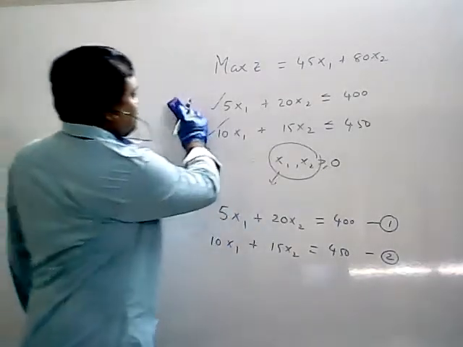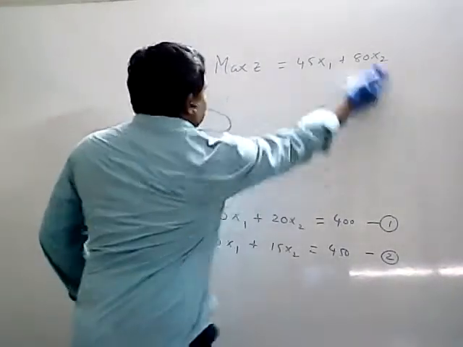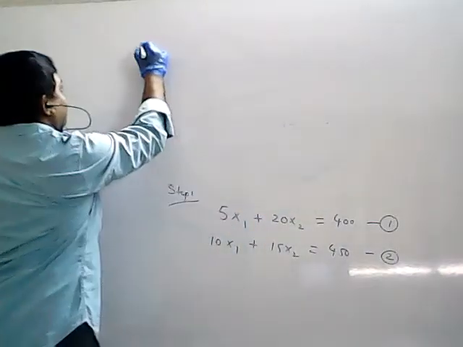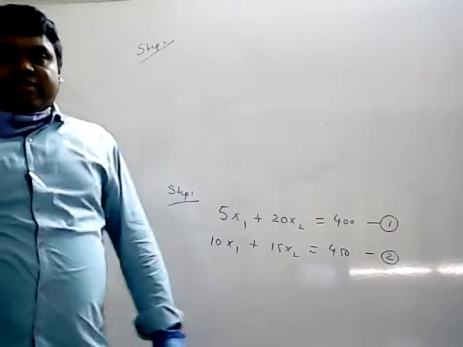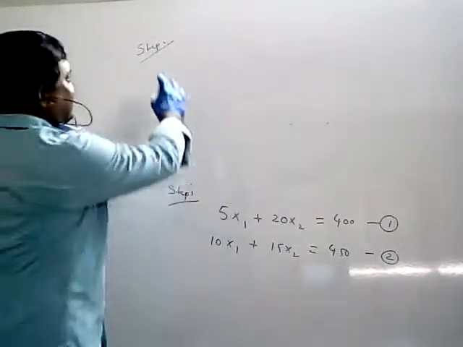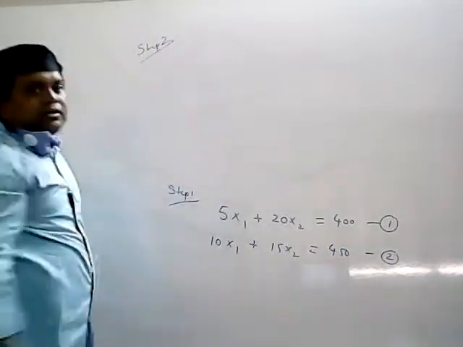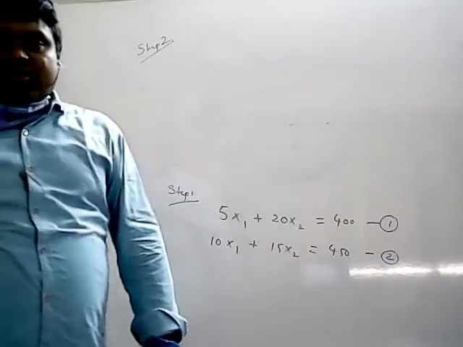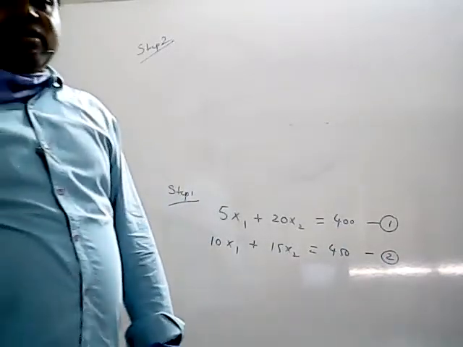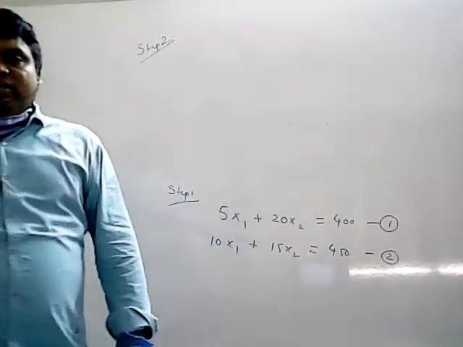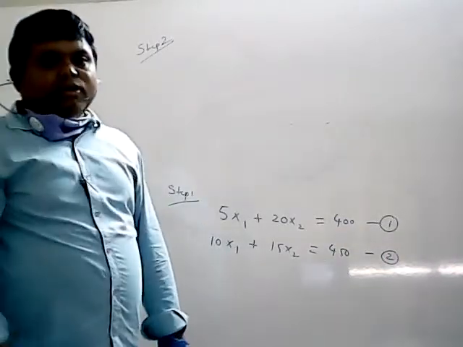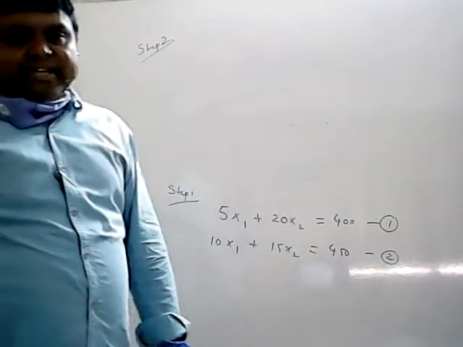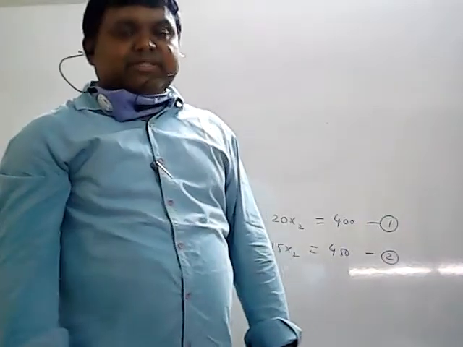Write step number 2: plot each equation on the graph, as each one will geometrically represent a straight line.